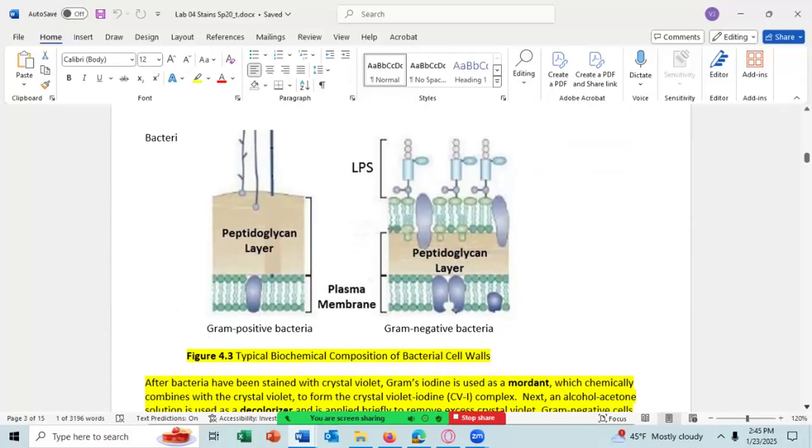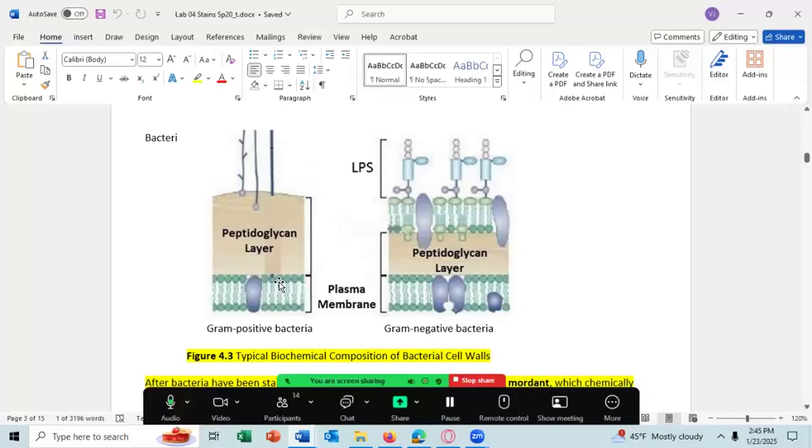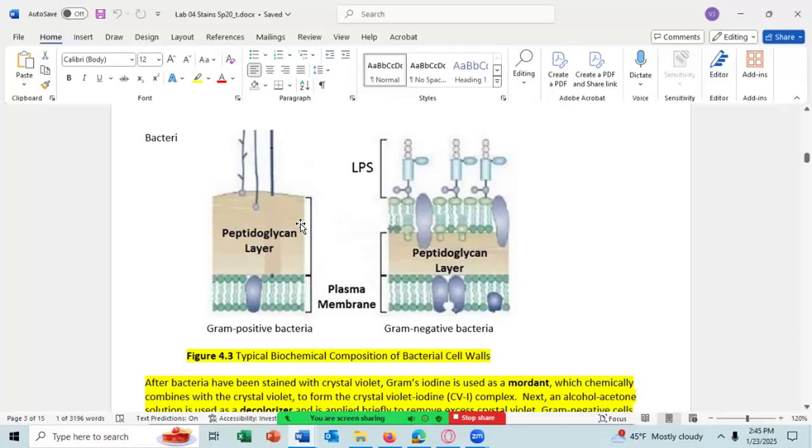Here you see a gram-positive bacteria cell wall, and it does have a plasma membrane. And then there's a thick peptidoglycan layer, which you can actually see some of the layers there. And the gram-positive cell walls are something like 30 layers of peptidoglycan up to hundreds of layers of peptidoglycan.